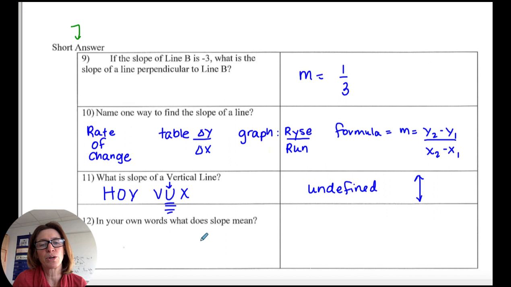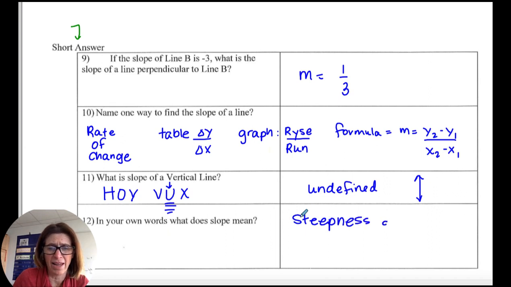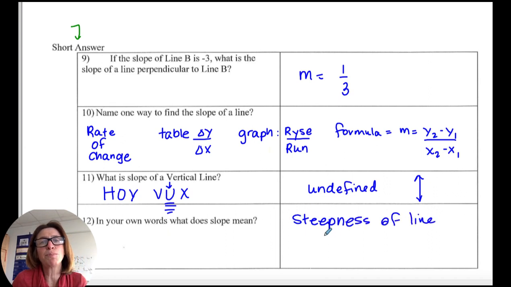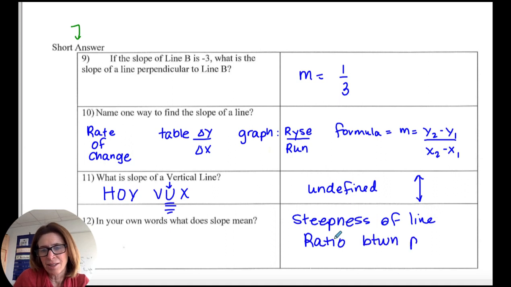All right, in your own words, what does slope mean? I did see a lot of you say rise over run. I did see a lot of you say change, rate of change. Not between what? A rate of change can happen between lines, graphs. I want to know, slope's the steepness of a line. It's a rate of change between points on a line, between any 2 points on a line. It's a ratio between points. That's what I was looking for. But again, critical point, critical concept, linear functions, you learned it in Algebra 1.